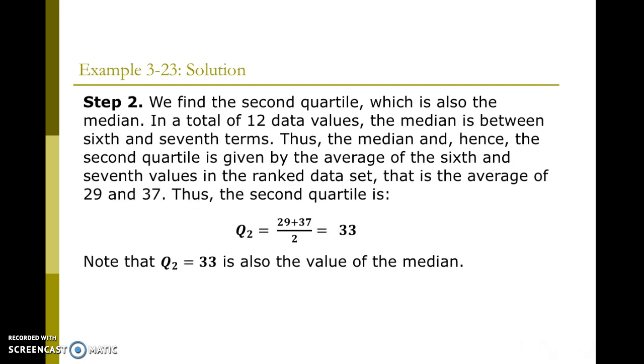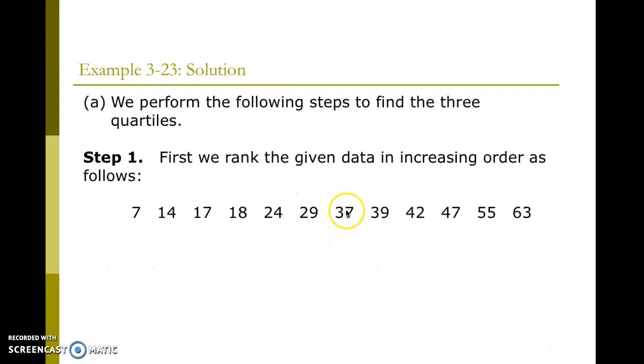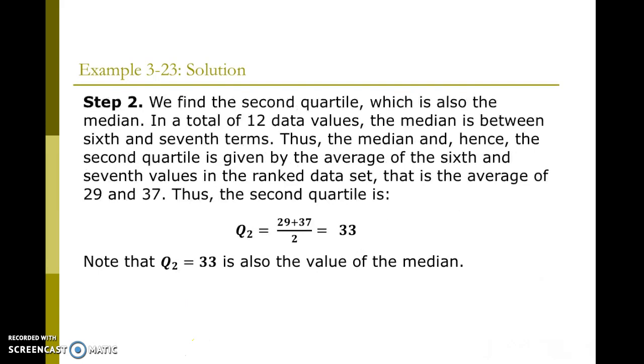We find the second quartile, which is also the median. Since we have 12 values, remember that the median is going to be in between the 6th and the 7th one, meaning we need to find the average of those two. So the 2 middle numbers are 29 and 37. We add those together and divide by 2 to find the median, which is 33.